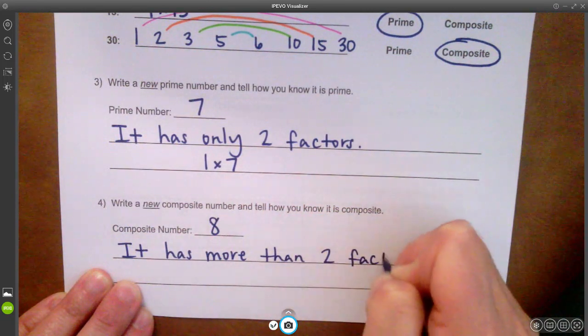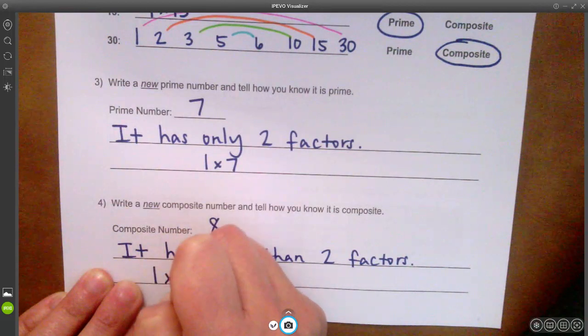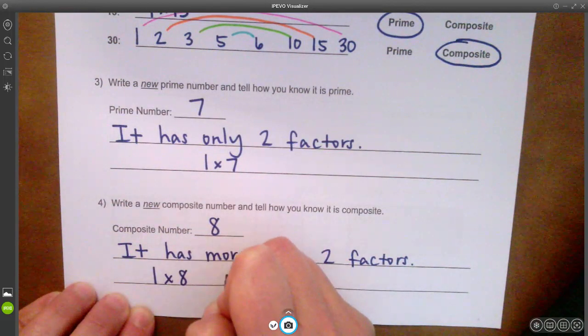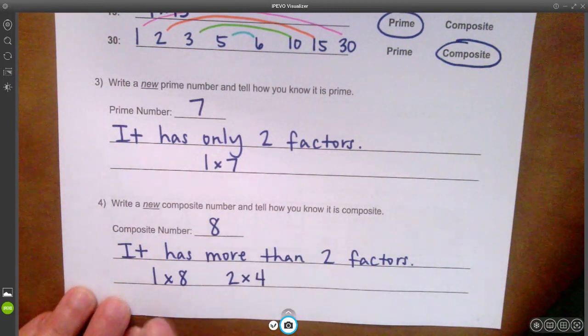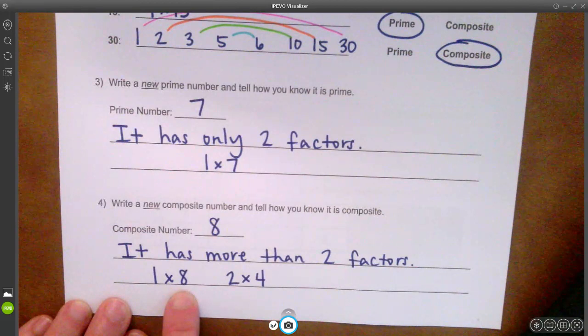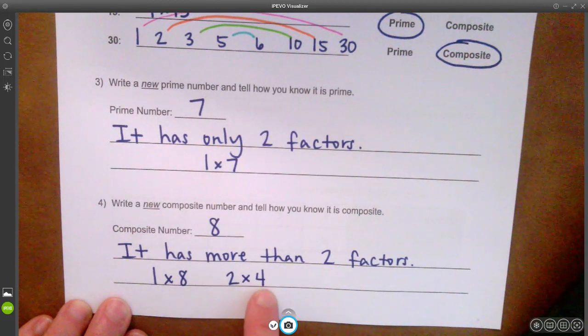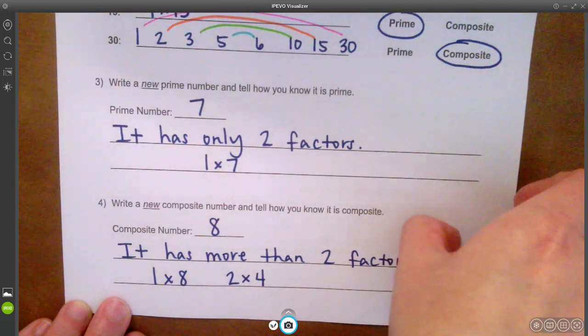And again, if you want to list them, you can. So this one is 1 times 8. Duh, 1 always works. And since 8 is even, I know that 2 will work as well. So remember, each number is a factor. So 1 and 8, that's 2 factors. 2 and 4 is another 2 factors. So it definitely has more than 2 factors, more than just 1 times the number itself.